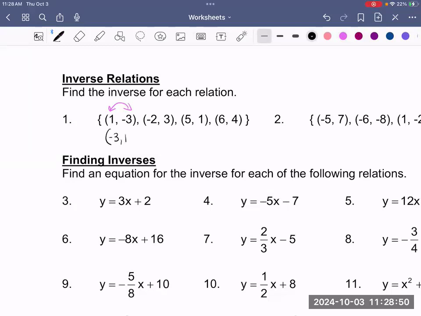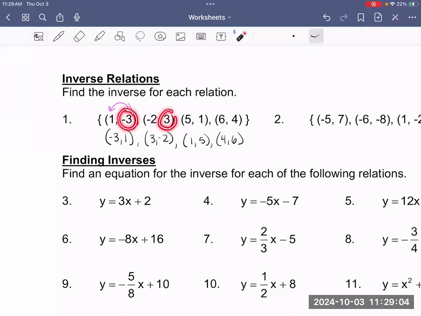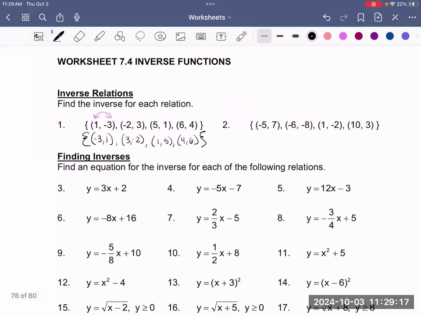So -3, 1 would be your first point, and 3 comma -2 would be your second, and 1 comma 5, and 4 comma 6. And given these coordinates, we can tell if it is the inverse or if it will have an inverse as long as your y values do not repeat here. So this would be the new relation. And if you wanted to try it out here in example 2, feel free to do that one.